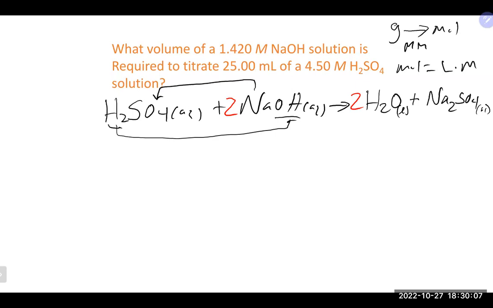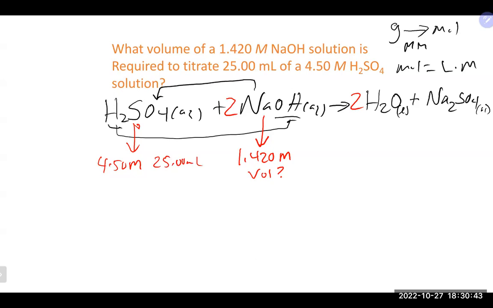And just like a normal stoichiometry problem, we want to evaluate whether or not we have a limiting reagent situation occurring. If we take a look here, for our sodium hydroxide, we are given 1.42 molar, and we want to know what is the volume basically. For our sulfuric acid here, we are given 4.5 molar, and we have 25 milliliters. So first off, is this a limiting reagent problem?